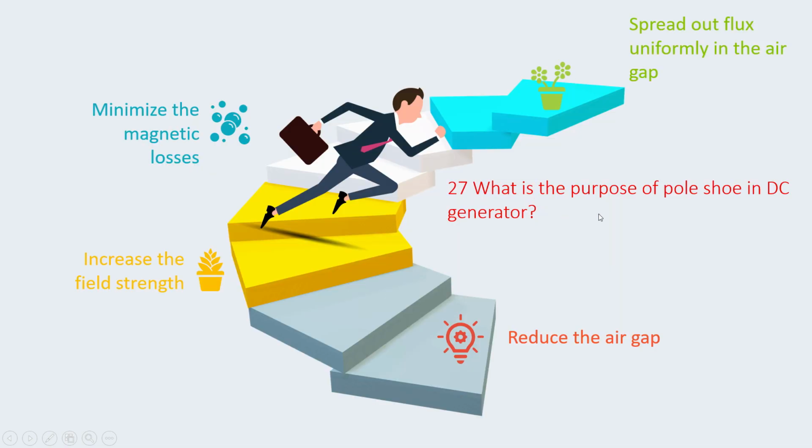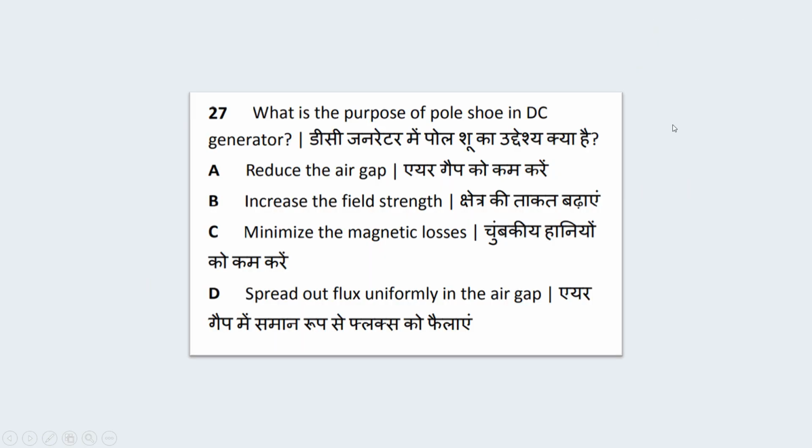What is the purpose of pole shoe in a DC generator? Reduce the air gap, increase the field strength, minimize the magnetic losses, spread out the flux uniformly in the air gap. The answer is spread out the flux uniformly in the air gap.